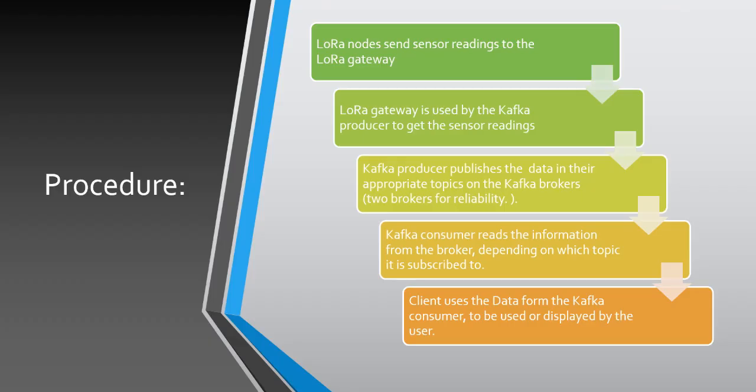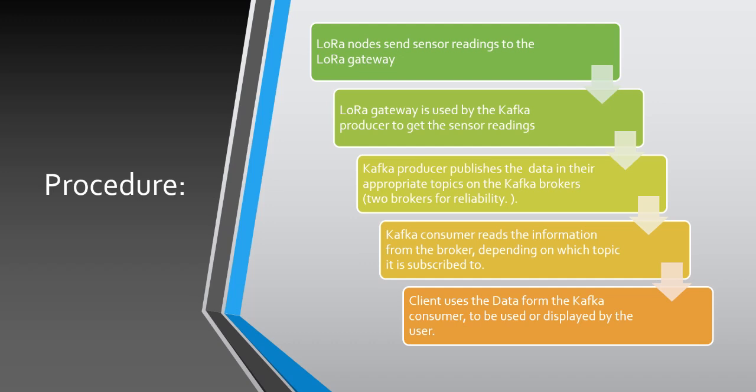LoRa nodes send sensor readings to the LoRa gateway. Then the LoRa gateway is used by the Kafka producer to get the sensor readings. The Kafka producer publishes the data in their appropriate topics on the Kafka brokers. Here in this case we have 2 brokers for reliability.